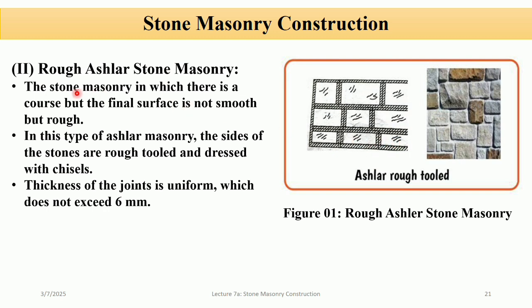So rough ashlar stone masonry uses partially dressed stones, with courses of uniform height, and a thin mortar joint is used. It has good structural strength while maintaining a decorative textured look.